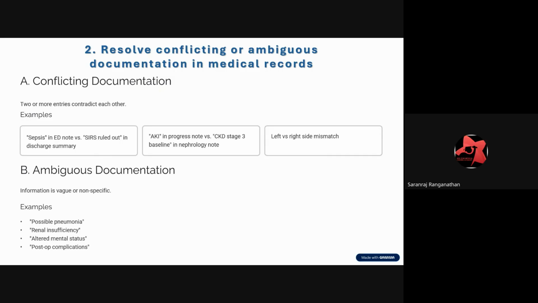One small doubt, sir. If the documentation says AKI in progress and CKD also confirmed, do we have to code only AKI as N17.9? Yes, we have to go with that. From the exam point of view, it is always better to go with the AKI, because CKD becomes a secondary diagnosis. We always go by the principal diagnosis only.